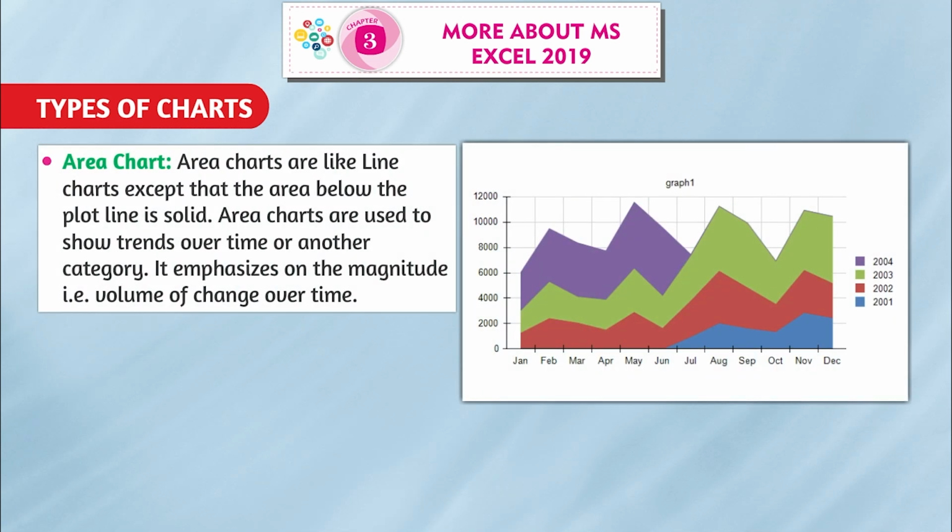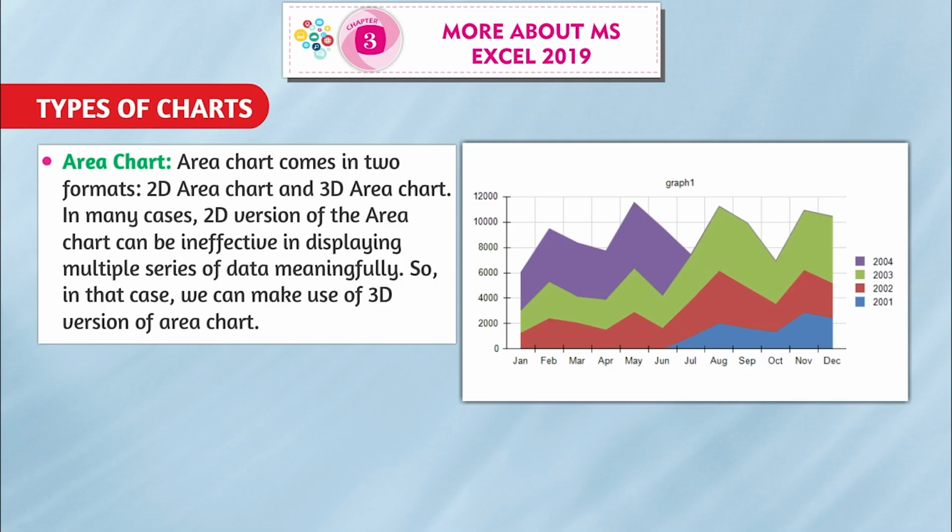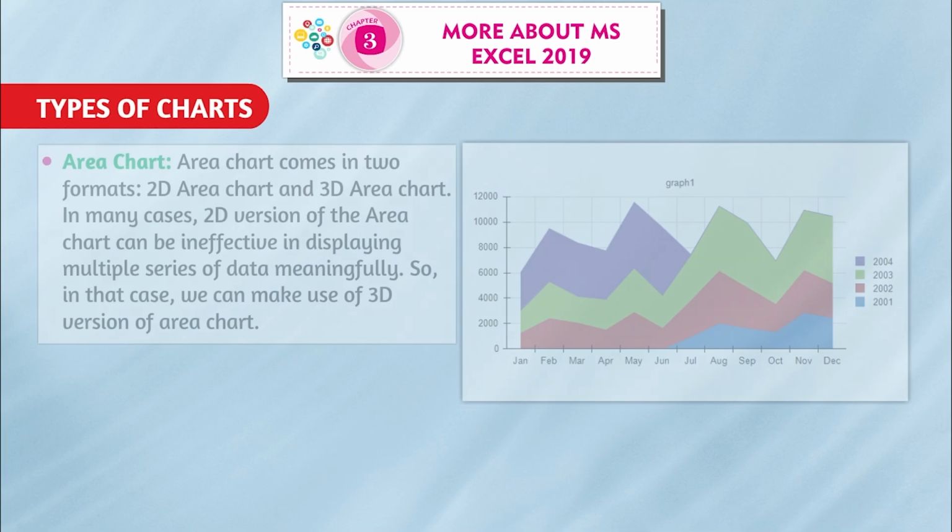Area chart. Area charts are like line charts except that the area below the plot line is solid. Area charts are used to show trends over time or another category. It emphasizes the magnitude, that is the volume of change over time. Area chart comes in two formats, 2D area chart and 3D area chart. In many cases, the 2D version of the area chart can be ineffective in displaying multiple series of data meaningfully. So, in that case, we can make use of the 3D version of area chart.